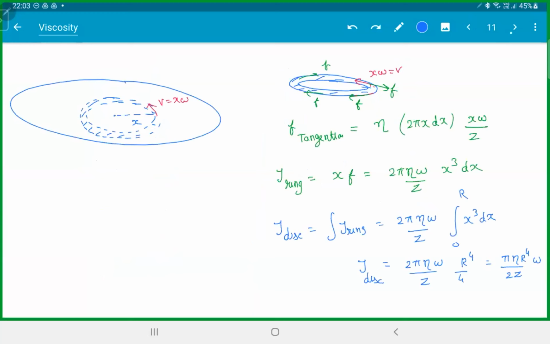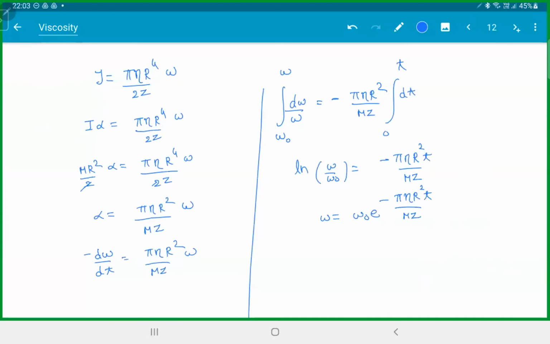All got the steps. First find the torque, get alpha in terms of omega, and then you integrate. Because the torque is also not constant. If the disk is going slower, torque is also lesser. So the slower the disk goes, the lesser the torque you require. All clear with this? Can I turn the page? Next thing.